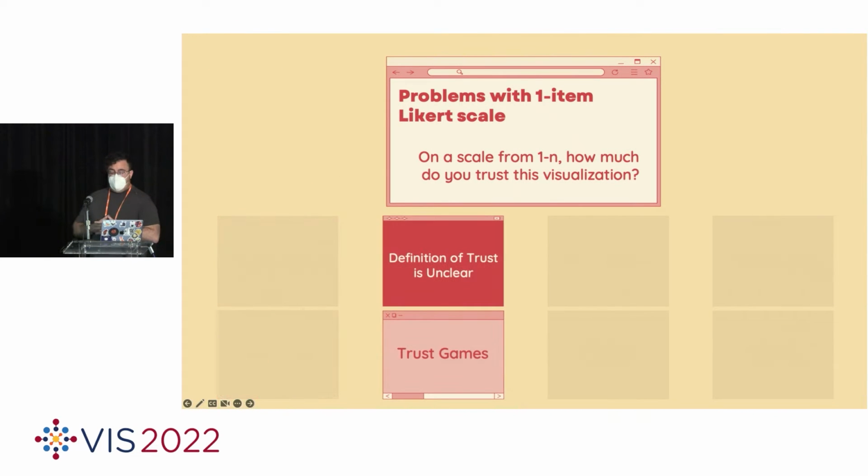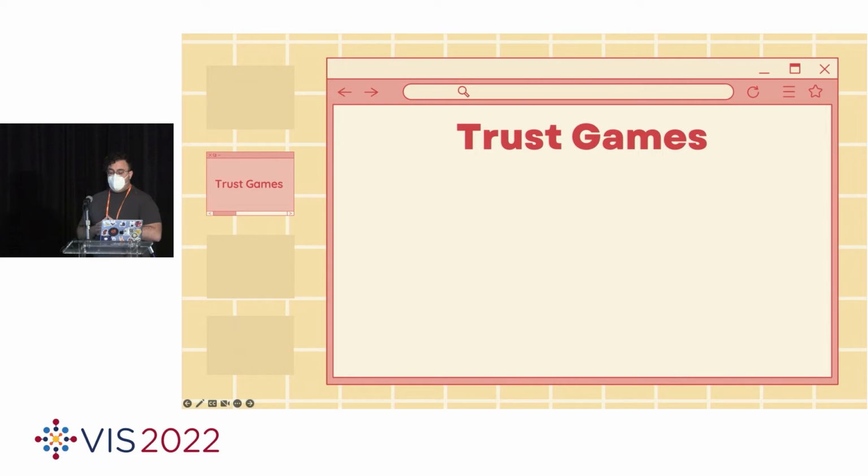The second major problem with the one-item Likert scale approach is that the definition of trust is unclear. What do we mean by trust? How I define trust might not necessarily be how you define trust. So to solve this problem, we turn to trust game research from behavioral economics. There are many variations of trust games, but we'll look at a voting style investment game today.